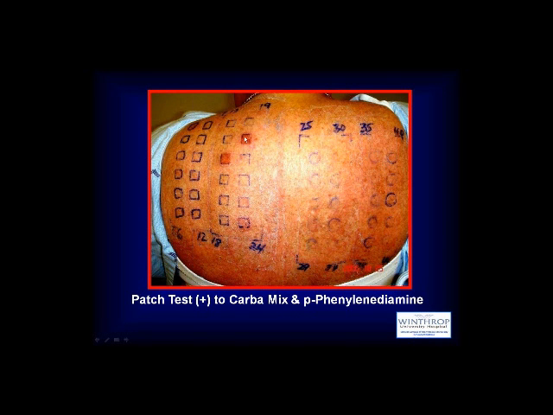So what I did was actually do a patch test. And if you see here, the patient reacted to carba mix and p-phenylenediamine, and actually this patient had contact dermatitis in the foot from leather and rubber products, plus a systemic contact dermatitis, where we have the generalized rash from her contact dermatitis in the foot.